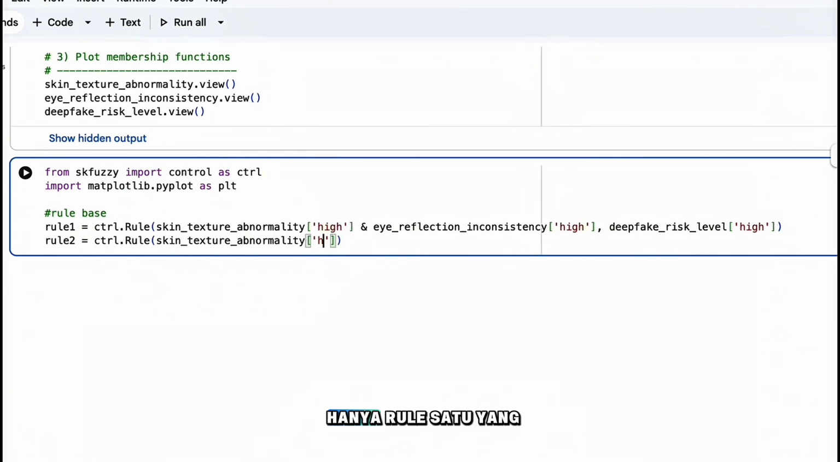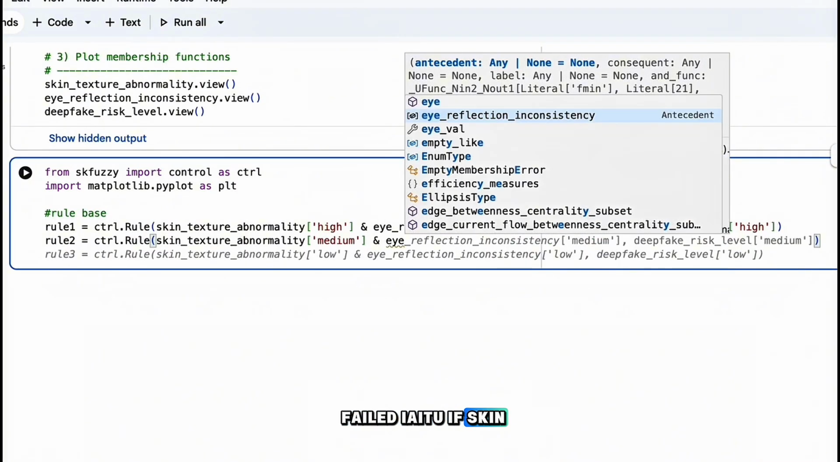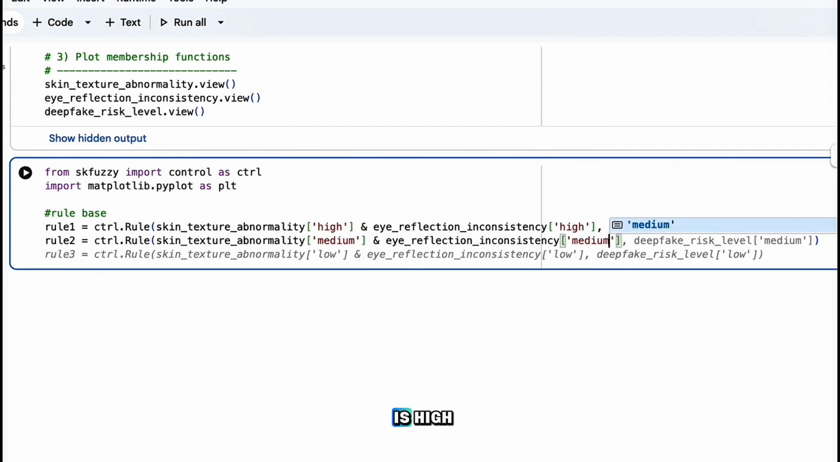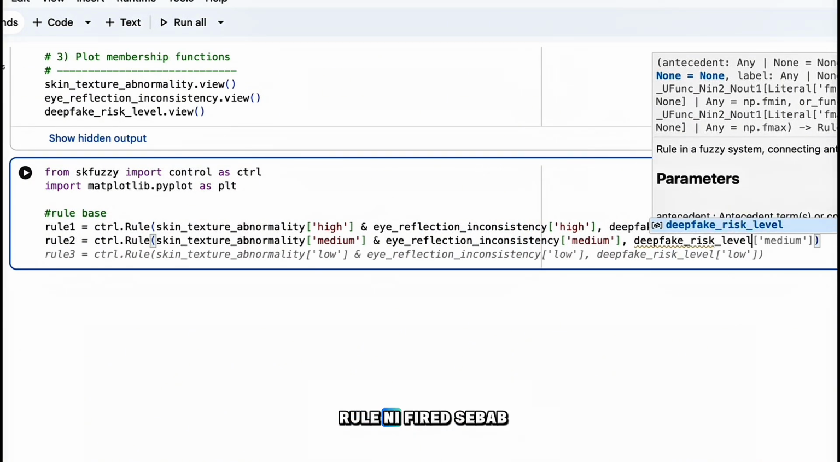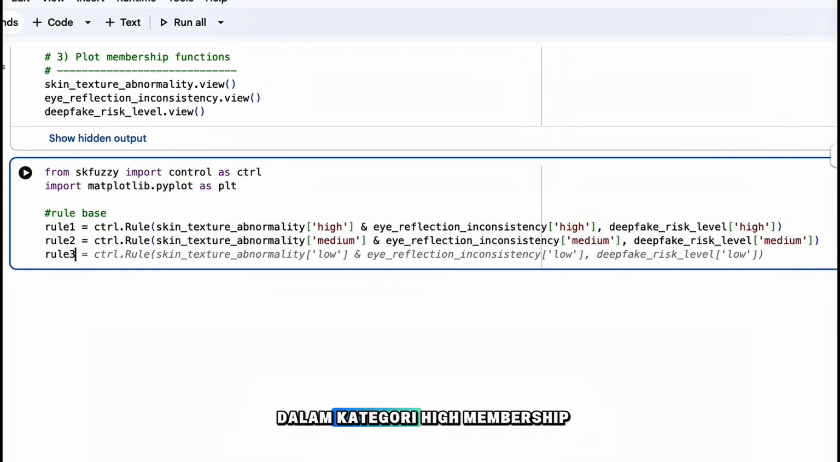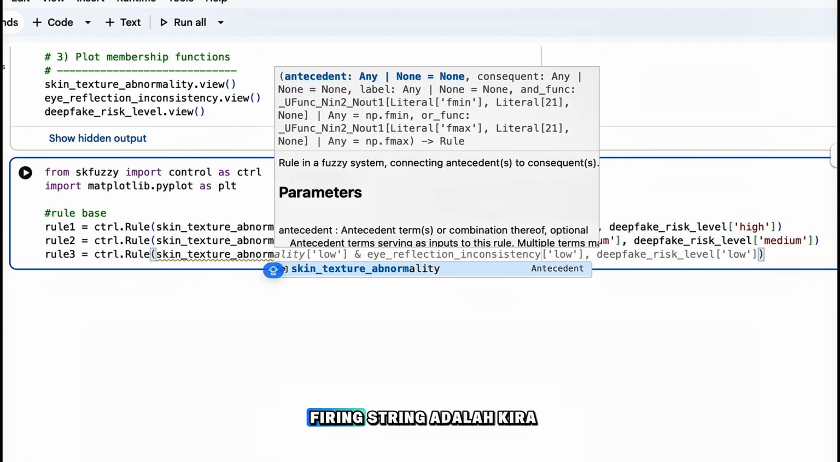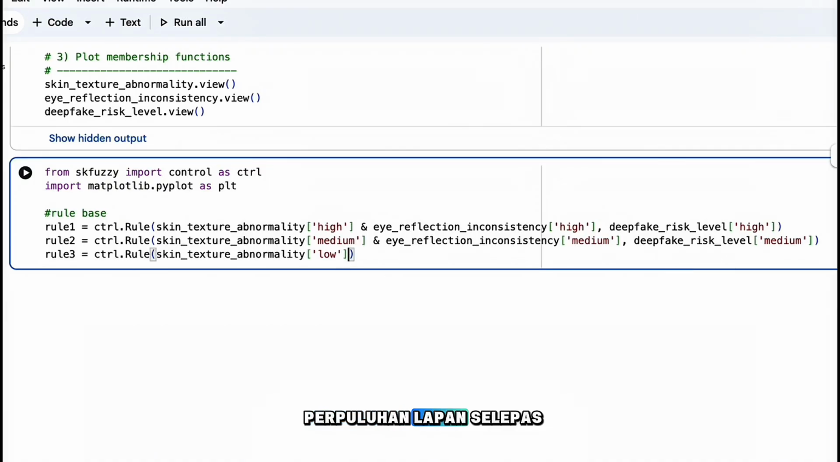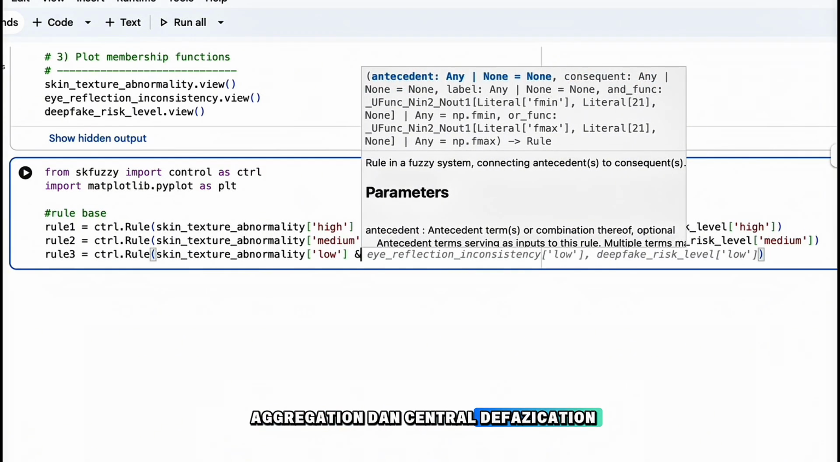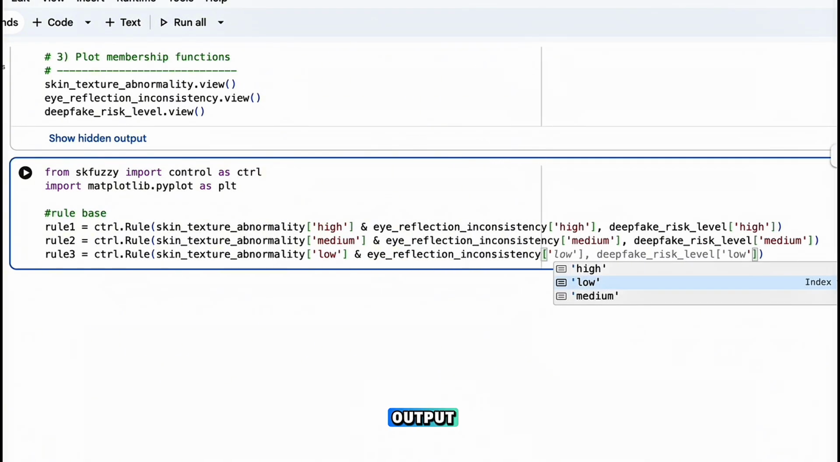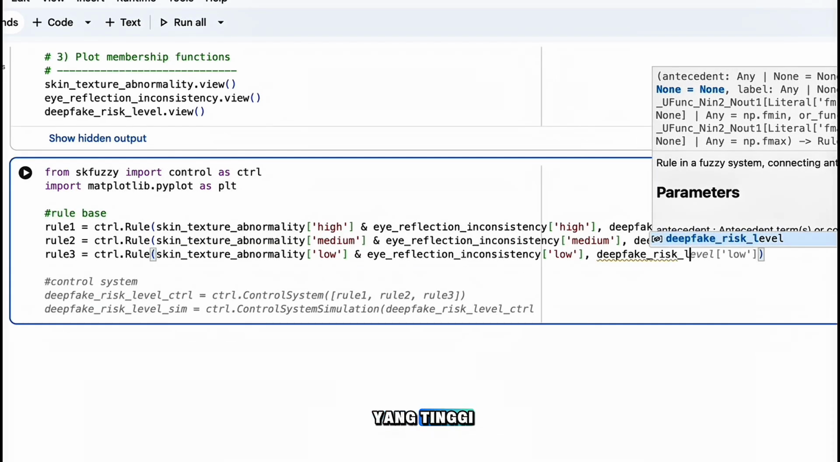Dalam kes ni, hanya rule satu yang valid, iaitu if skin texture is high and eye reflection is high, then deepfake risk level is high. Rule ni valid sebab kedua-dua input jatuh dalam kategori high membership dengan operator min. Firing strength adalah kira-kira 0.8. Selepas aggregation dan centroid defuzzification, sistem menghasilkan high crisp output yang menunjukkan deepfake risk yang tinggi.